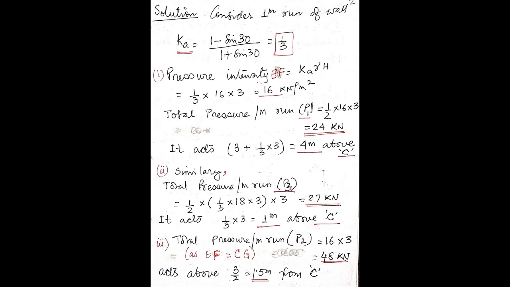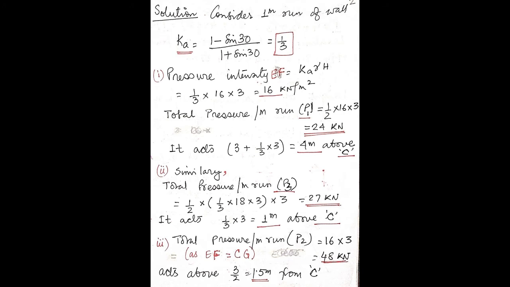As we know, from the point C, we are calculating the distance to the point of the hill slab. So it will be 3 meter plus 1 by 3, that is 4 meter above the point C. Now as I have explained the triangular part to find P1, similarly for the EGH triangle you can find the value of P3, which comes out to be 27 kilonewton.